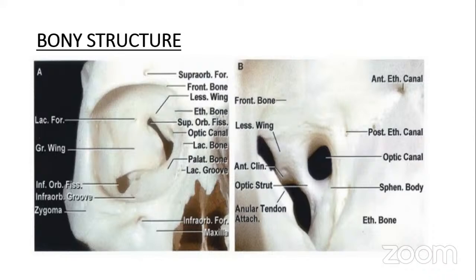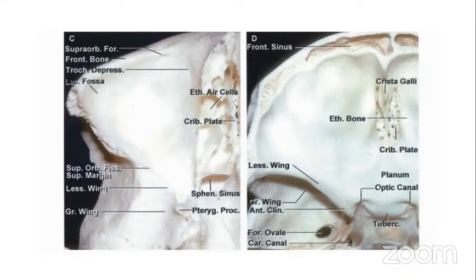So coming on to here, this is the optic canal divided by the optic strut, which is coming from the lesser wing of sphenoid. Moving ahead. So in diagram C, the roof of the orbit is viewed from below. The roof of the orbit is formed by the orbital plate of the frontal bone anteriorly and the lesser wing of sphenoid posteriorly.